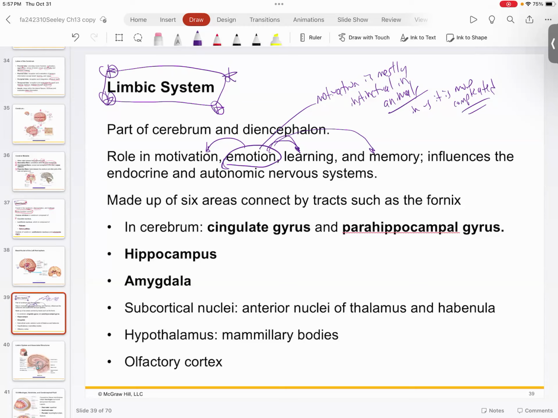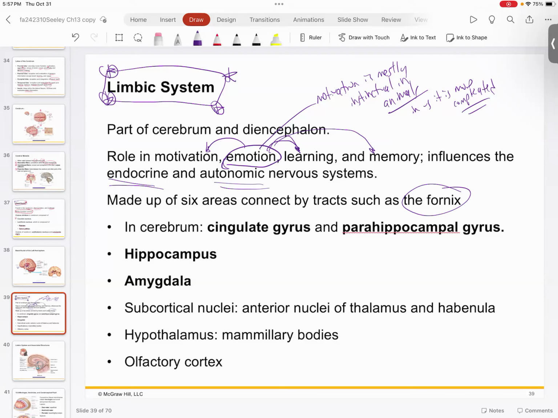So, this also will feed and influence our endocrine system and our autonomic nervous system. So, it also integrates in other parts of our nervous system. So, the limbic system typically has 6 areas, and they're basically connected by nerve tracts, like the fornix, right, which is the lower portion, like the corpus callosum. You have the corpus callosum on the sagittal view of the brain, and then you have the lateral ventricle, and then below that, the bottom floor of it would be the fornix, and then below that, you have the thalamus. And so in the cerebrum, you have the cingulate gyrus and the parahippocampal gyrus.